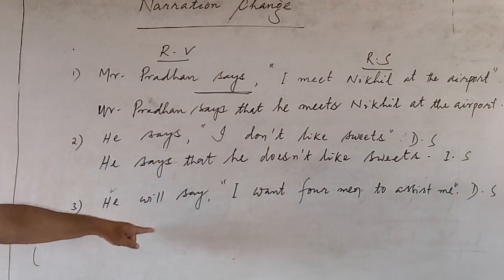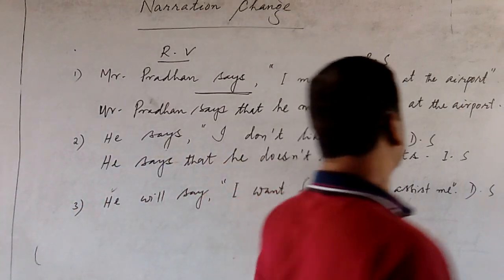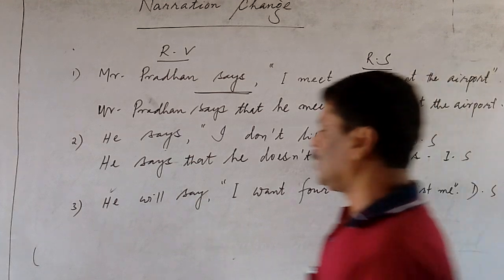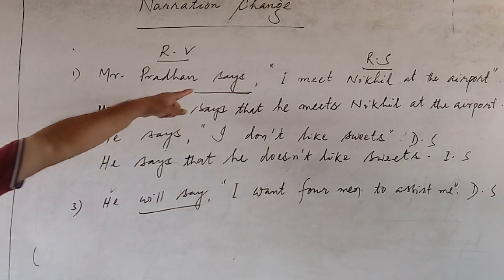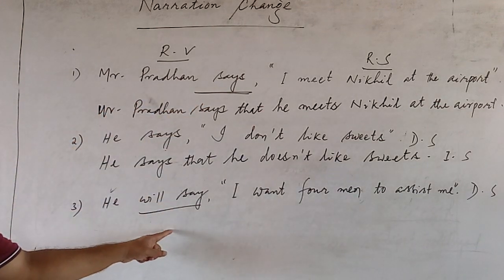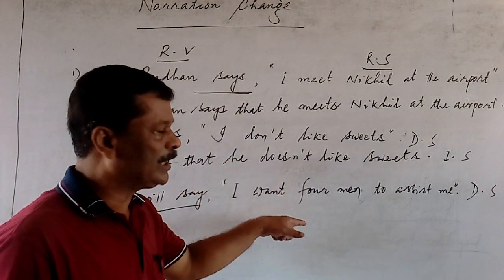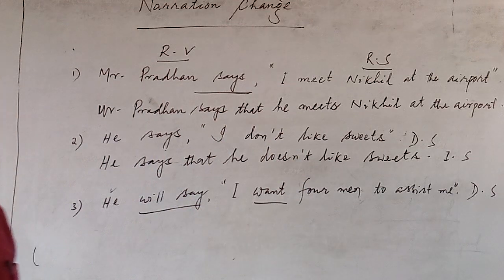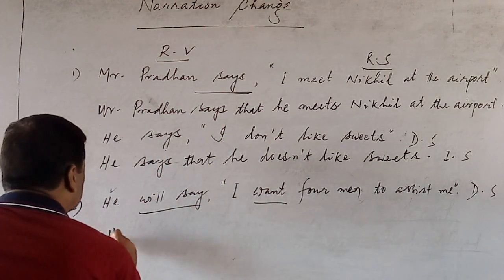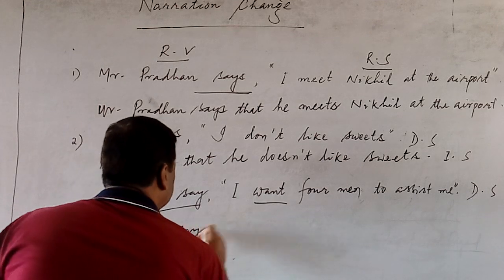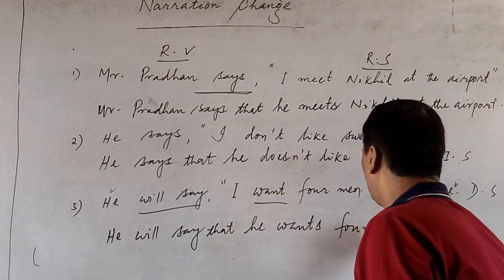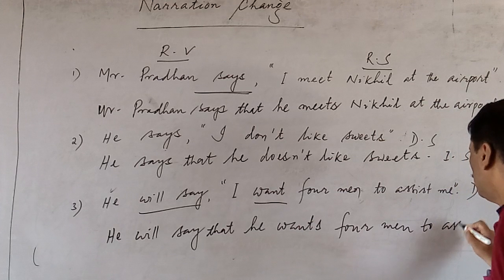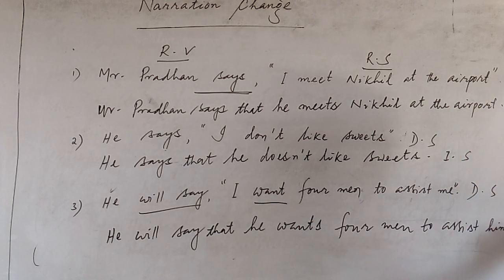Now I must go through the third sentence. He will say, I want four men to assist me. Here the verb is in future time. And I have said to you, if the reporting verb is in present tense or in future time, while changing the sentence from direct to indirect speech, the verb of the reporting speech will remain unchanged. So here the answer will be, he will say that he wants four men to assist him. I think you have understood my first rule.